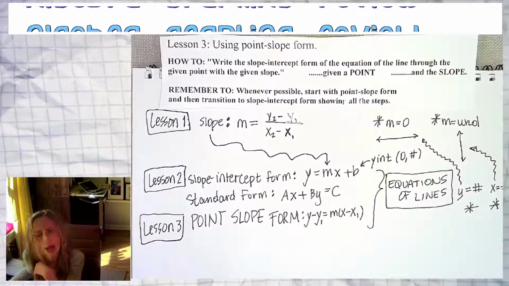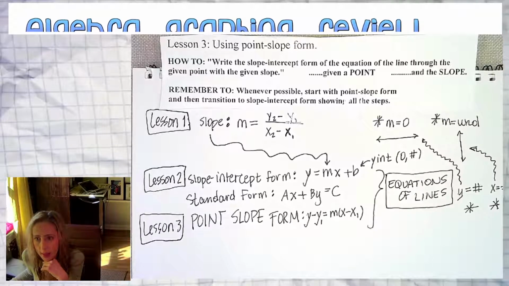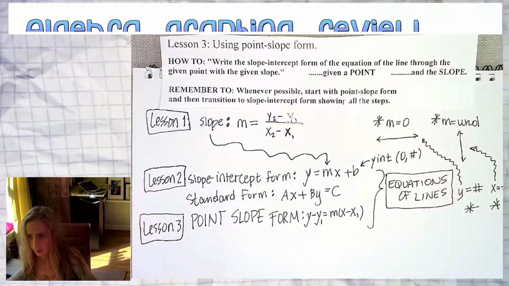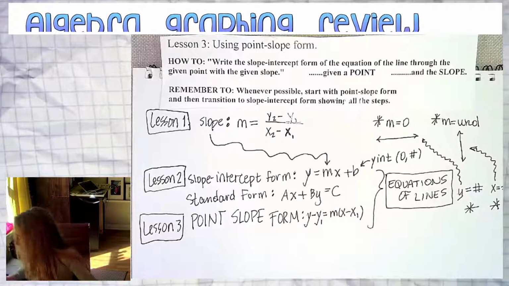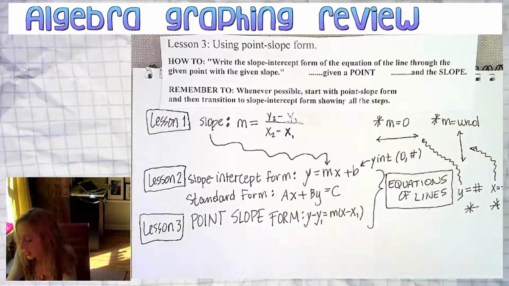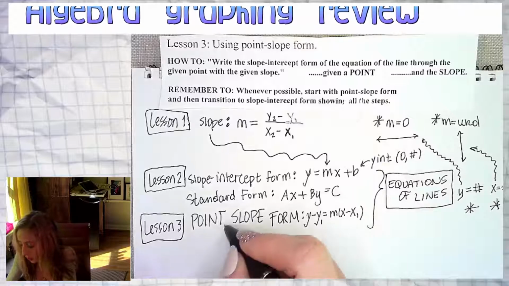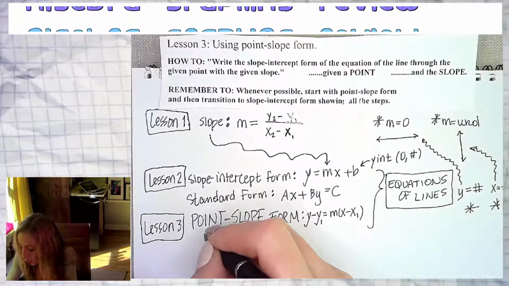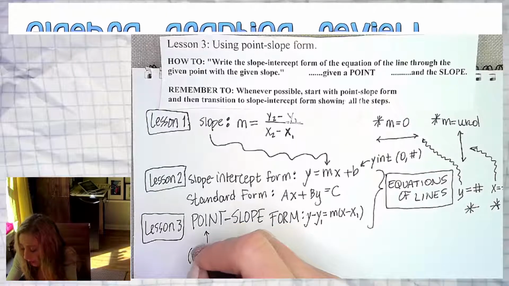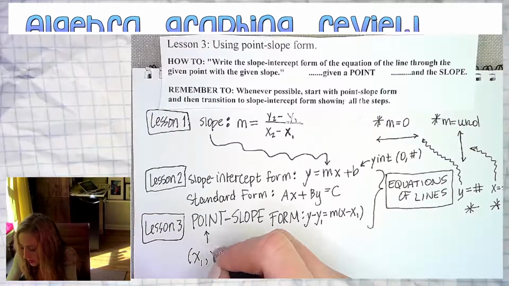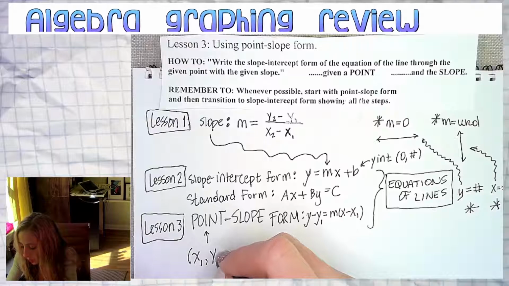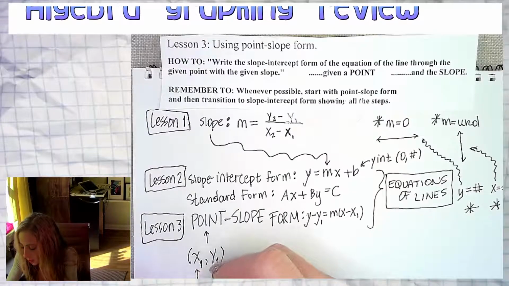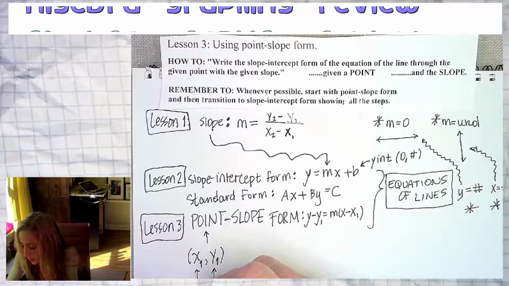It says y minus y1 equals m times the quantity x minus x sub 1. Now, if we just think about the name point slope form, in math, things are pretty straightforward. Point slope form means that you have a point, and that point is x sub 1 comma y sub 1. So these are little subscript ones, and these will be filled in with numbers.